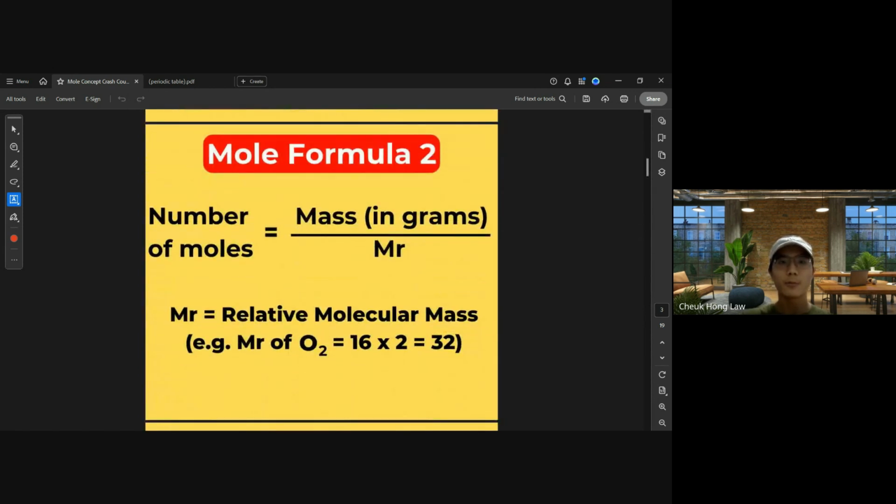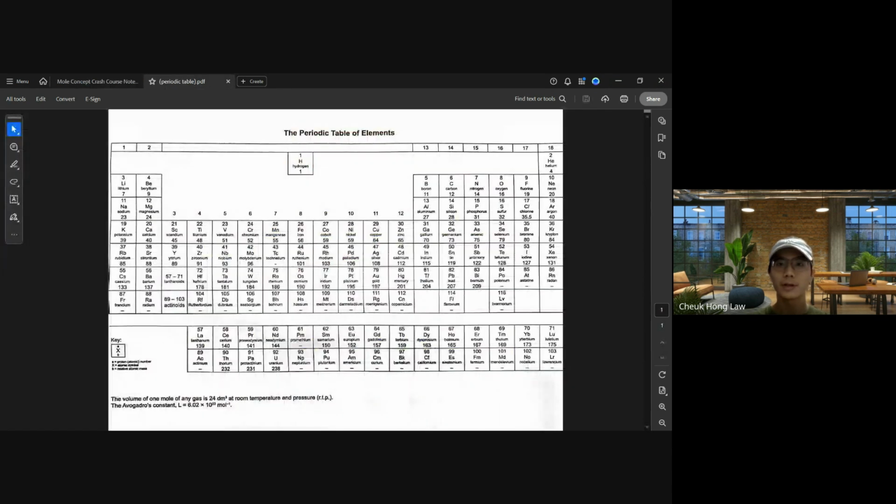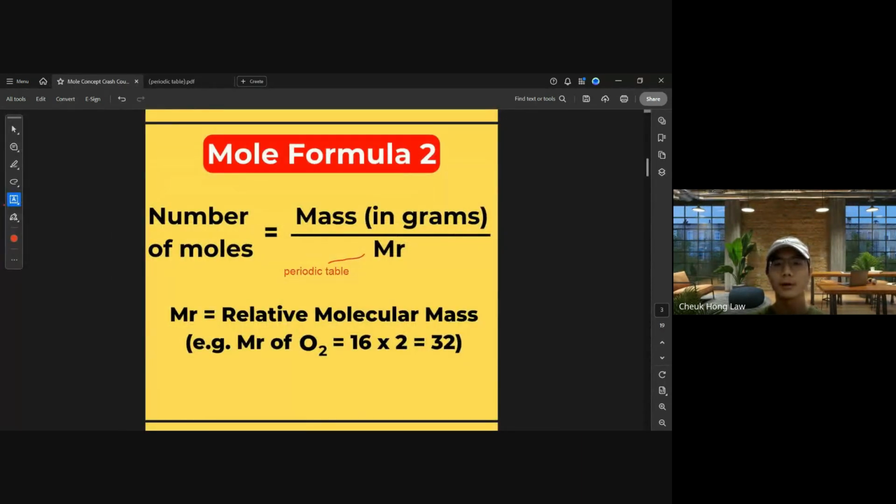All right. Second mole formula. Number of moles equals to mass in grams divided by the MR, which is the molar mass. Okay. So the MR of substances can be found in the periodic table. Okay. So whenever they give you a known substance, like carbon dioxide, any substance that is known, you can find the MR using the periodic table. Okay, so it's all the bigger numbers in the periodic table that is the MR. All right, the molecular mass.